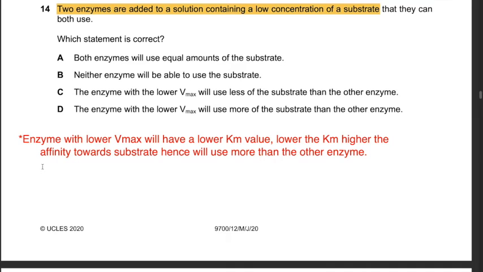Question 14. 2 enzymes are added to a solution containing a low concentration of a substrate that they can both use. Which statement is correct? Enzyme with lower Vmax will have a lower Km value. Lower the Km, which is the Michaelis constant value, higher the affinity towards substrate. Hence, it will use more than the other enzyme. Lower the Km value, higher the affinity towards the substrate. Higher the Km value, lower the affinity towards the substrate. Therefore, the answer is D. The enzyme with the lower Vmax will use more, as lower the Vmax, lower the Km value, lower the Km value, higher the affinity, more substrate will be used. Hence, the answer is D. The enzyme with the lower Vmax will use more of the substrate than the other enzyme.